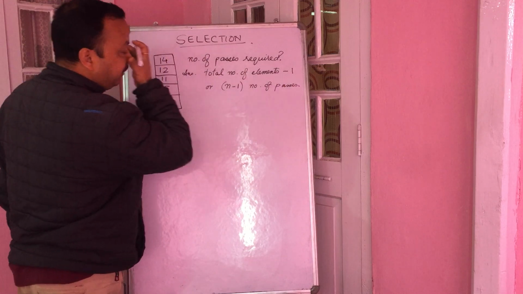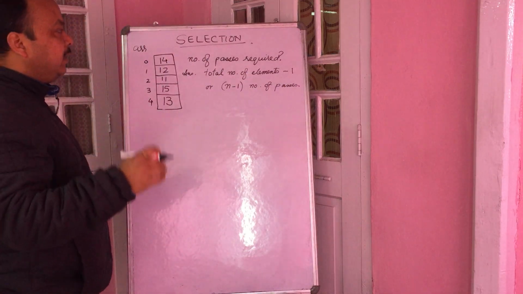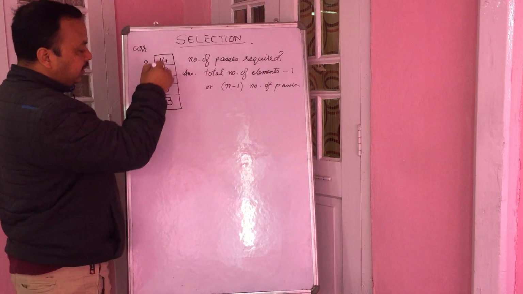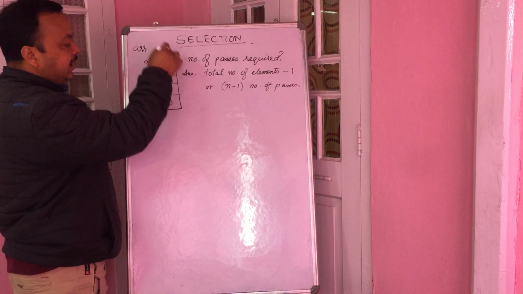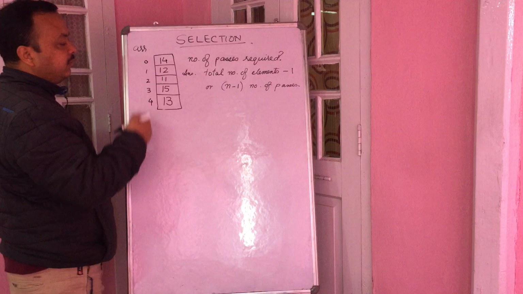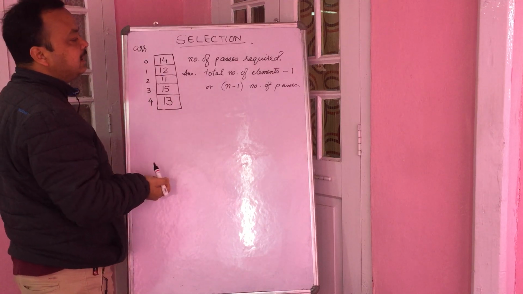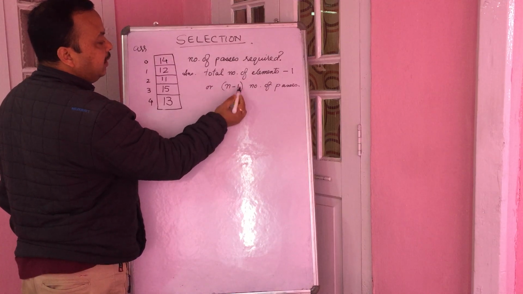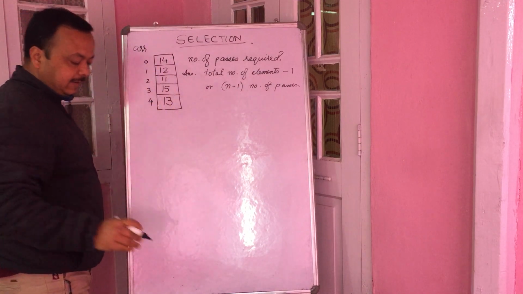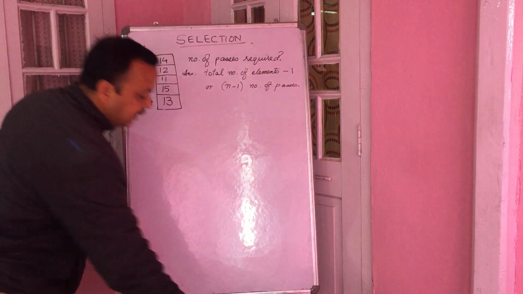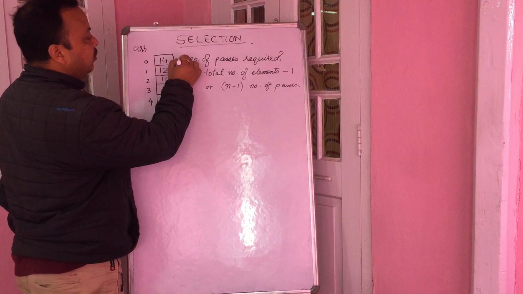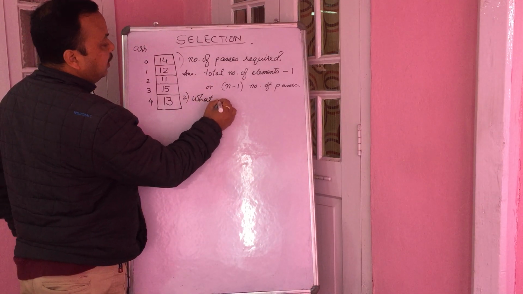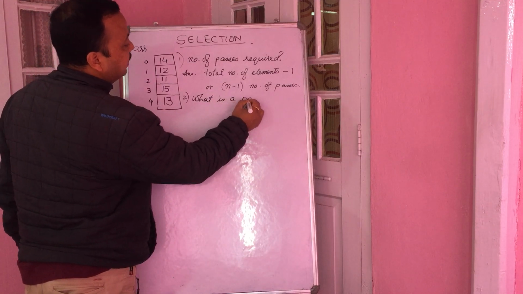So we need to perform something called a pass. We'll explain what a pass is, but first you note that the number of passes required to perform the rearrangement, or selection sort, of this array which has 5 elements is the total number of elements minus 1, or n minus 1 passes. This is one. Second is, what is a pass?